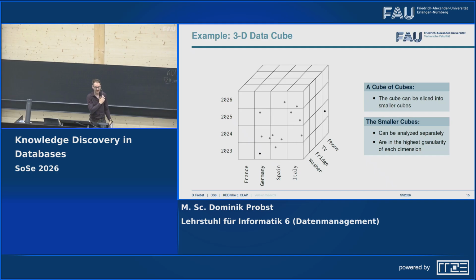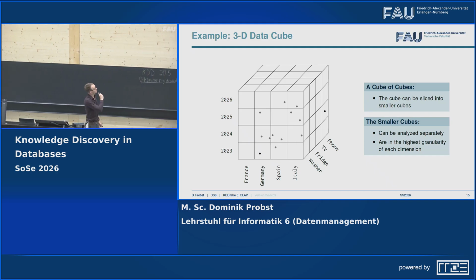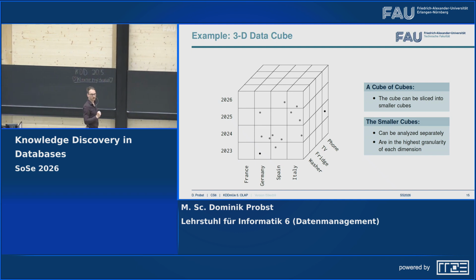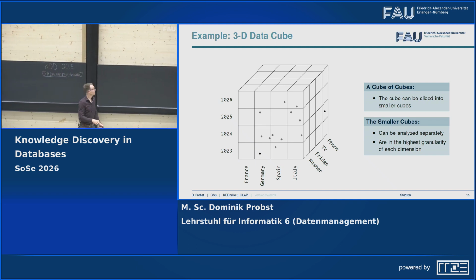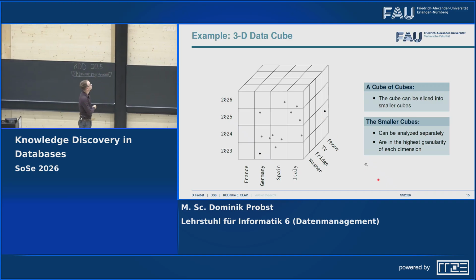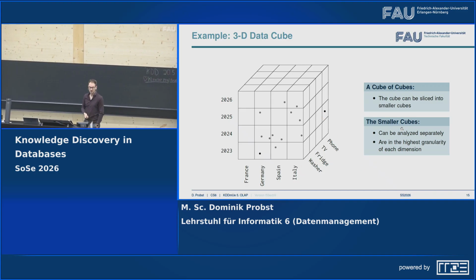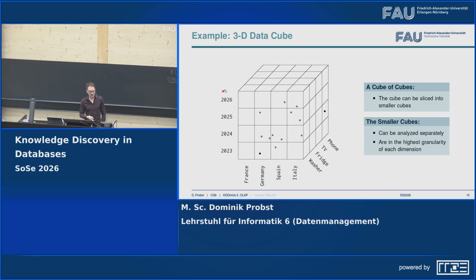We can then divide this big data cube into smaller cubes. For example, we can divide through countries in the regions. We can divide through years and product categories. And every single dot, which was in the bigger data cube, is also somewhere in a smaller cube.